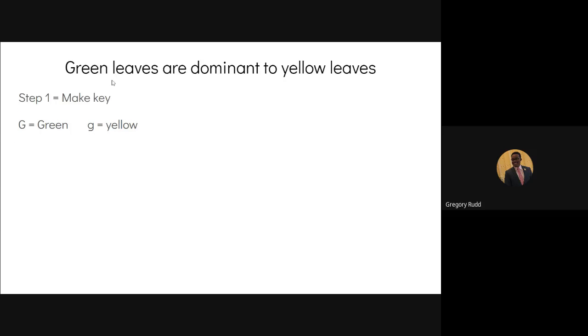In this example, we will use the letter G. A capital G is going to represent the dominant allele. We always use capital letters for the dominant allele. And so that means that the capital G represents green. A lowercase g is going to represent yellow. It's the recessive allele. What's our second step now?